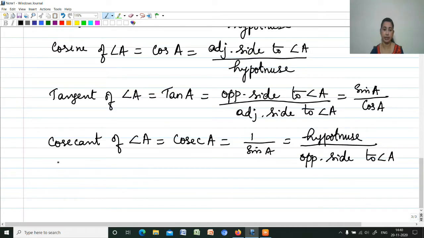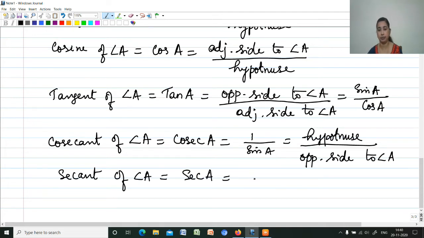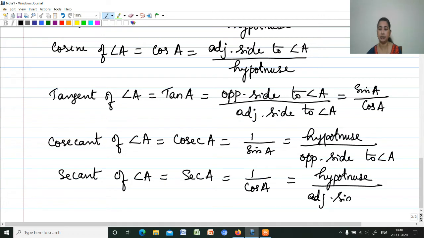Same way, next one is secant of angle A. In short we write sec A is equal to 1 by cos A. It is the reciprocal of cos. So 1 by cos A is hypotenuse divided by adjacent side to angle A.